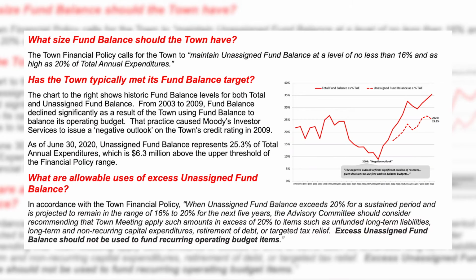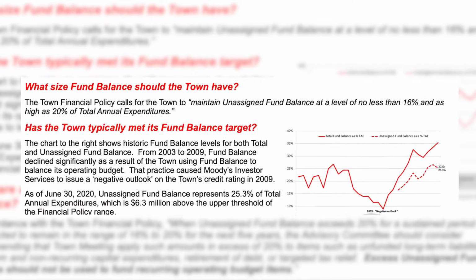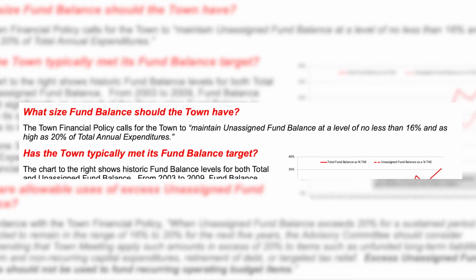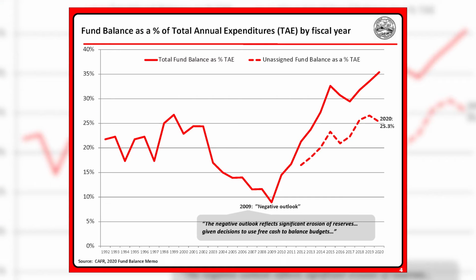What size fund balance should the town have? The town financial policy calls for the town to maintain unassigned fund balance at a level no less than 16% and as high as 20% of total annual expenditures. Has the town typically met its fund balance target?